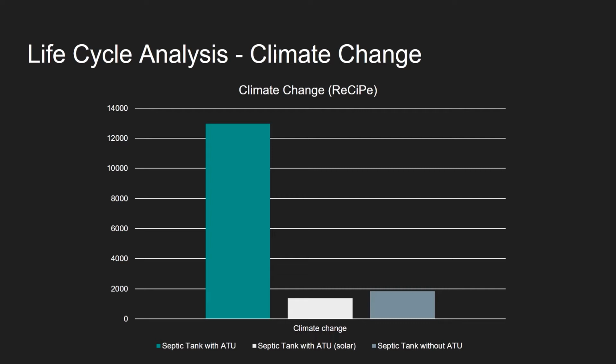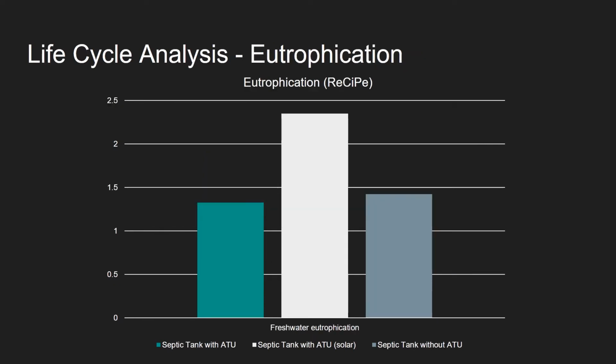In order to counteract these effects, we decided to incorporate an ATU system that utilizes a solar energy mix. As you can see, this significantly lowers the climate change impact of an ATU to the point where it has a smaller impact than even a traditional system. For the eutrophication potential, we found the system with the ATU performs slightly better than the traditional septic system. This may be explained by the reduction of treated freshwater inputs.